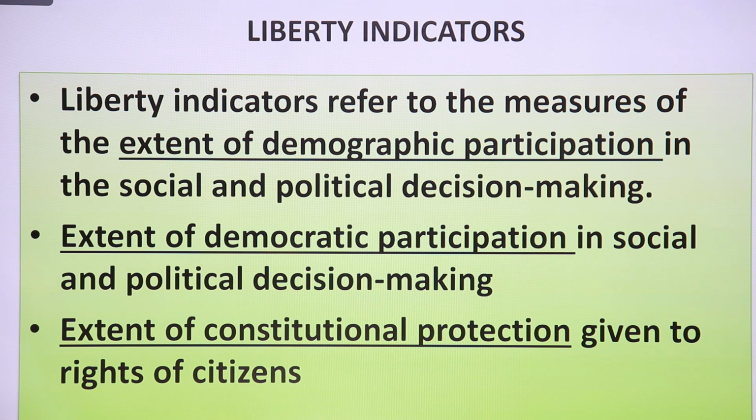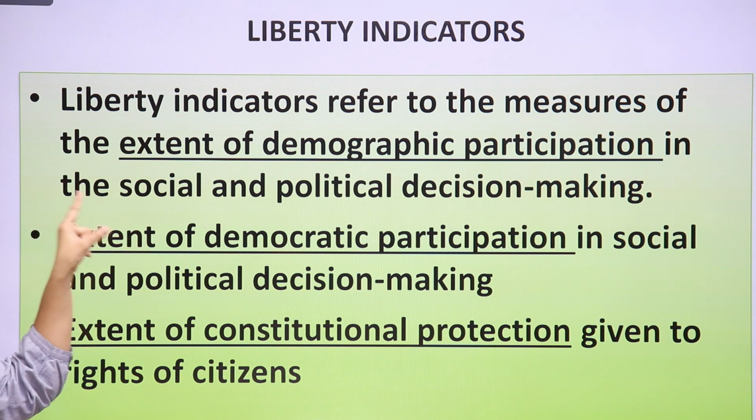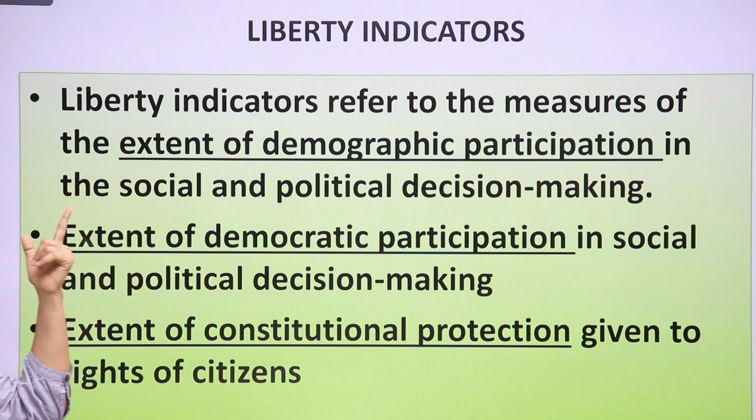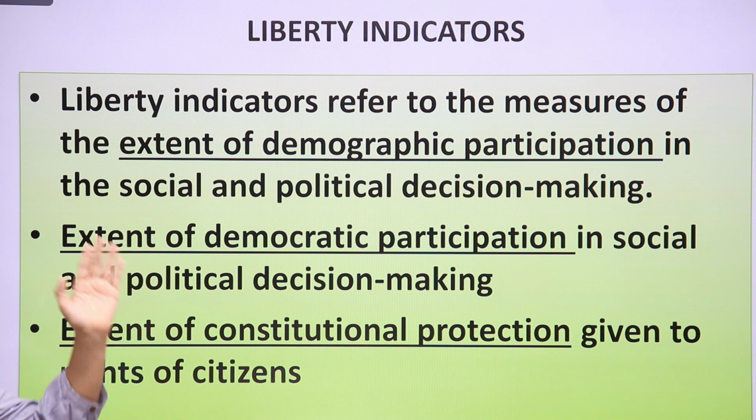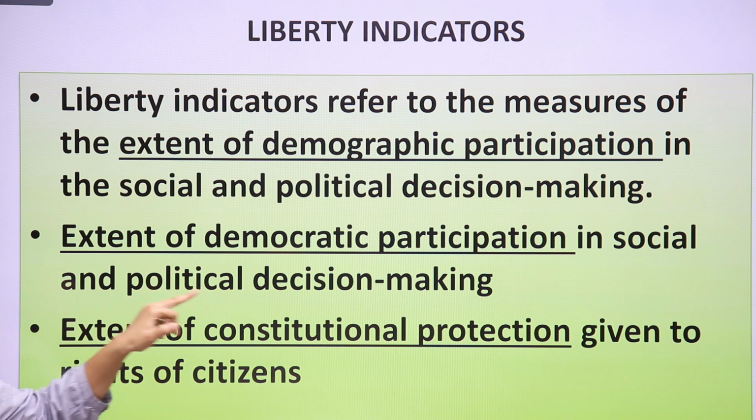Then liberty indicators. What are they? Liberty indicators refer to the measures of the extent of democratic participation in social and political decision making. So if you live in any nation, if you have the right, if you have freedom of expression in political decision making, or if you can participate in political decision making and in social causes and in some social questions, you can get answers to them. So that is your liberty indicator. That is the extent of democratic participation in social and political decision making.